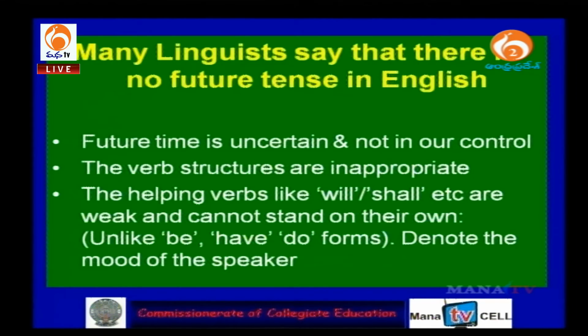So be is used in present tense or in past tense or in future tense. Similarly, have is in present tense, past tense or future tense. Similarly, do. We use be, have, do as helping verbs on one side and as independent verbs on the other side. It is not the case with will. We cannot use will as we use be. That's why will and shall cannot stand on their own. They are very weak.